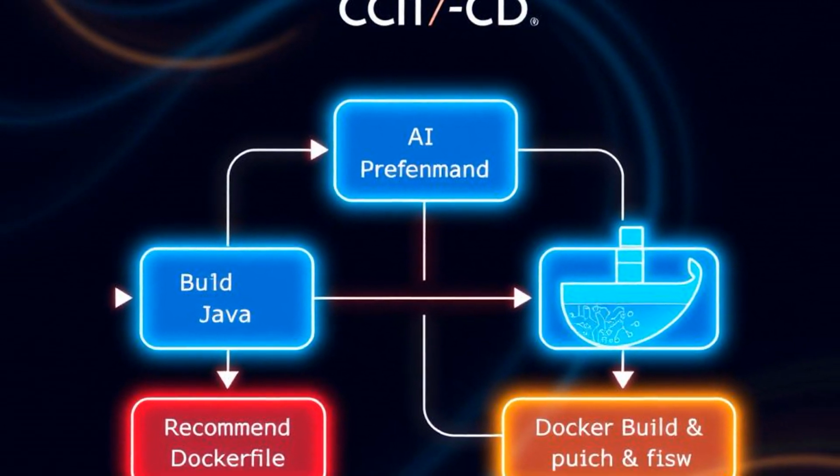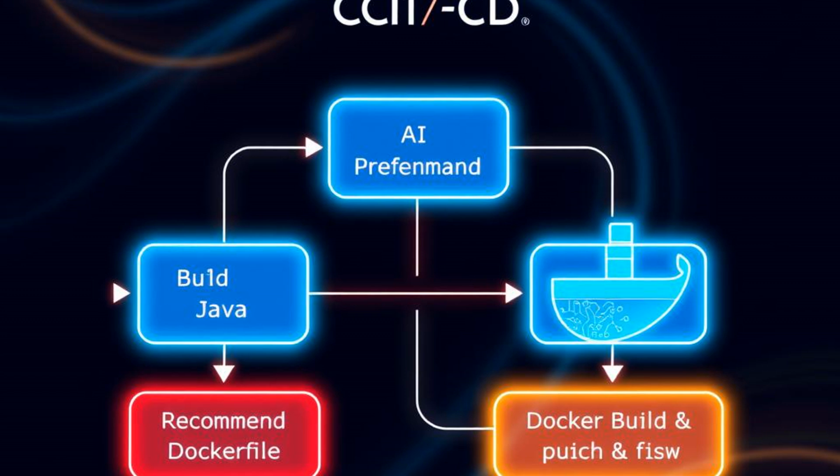The power of this local flow is that you can immediately experience the impact of the AI's recommendations, from faster builds due to intelligent layer caching to the creation of a smaller, more secure image. You can then run the Docker container and test the /api/hello endpoint, witnessing the accelerated deployment firsthand.